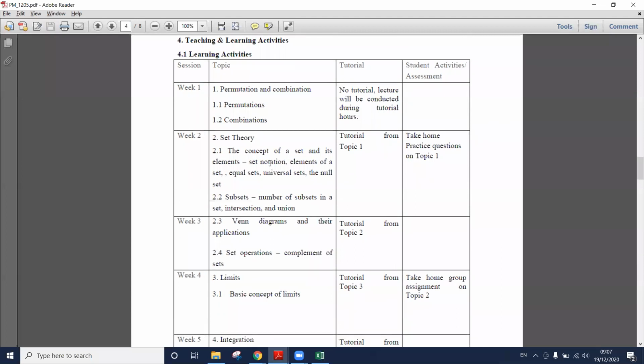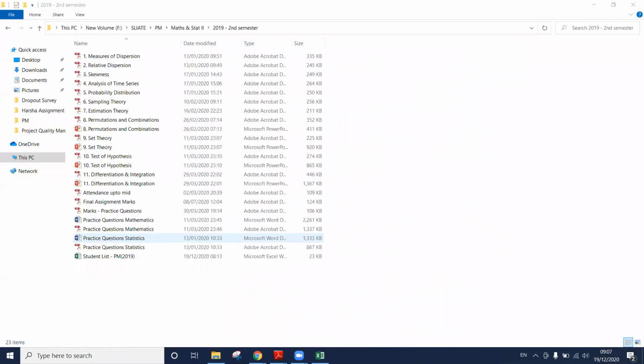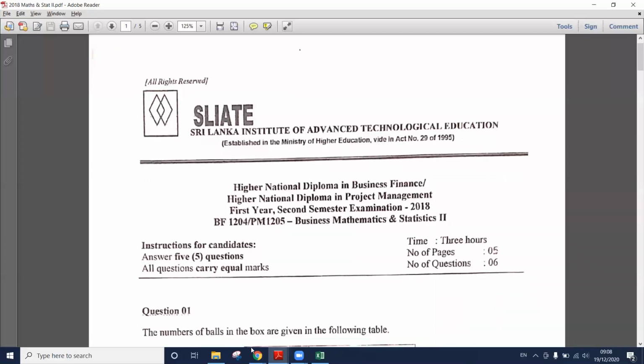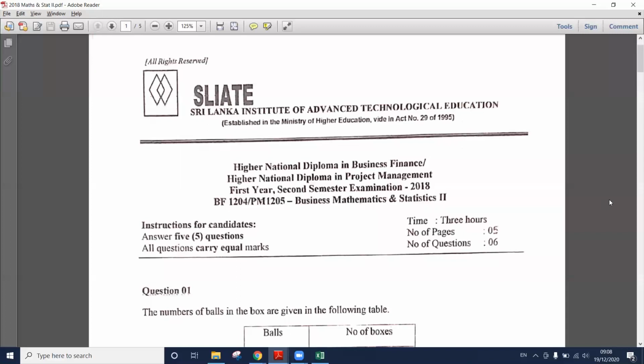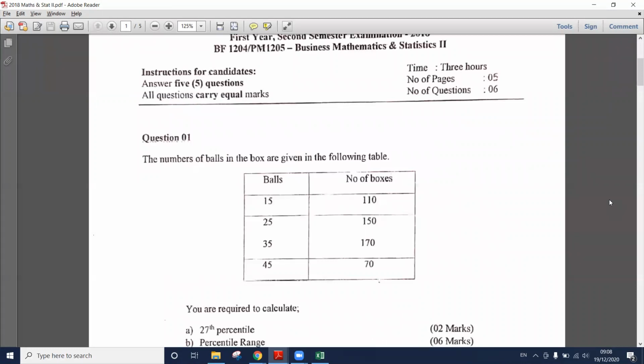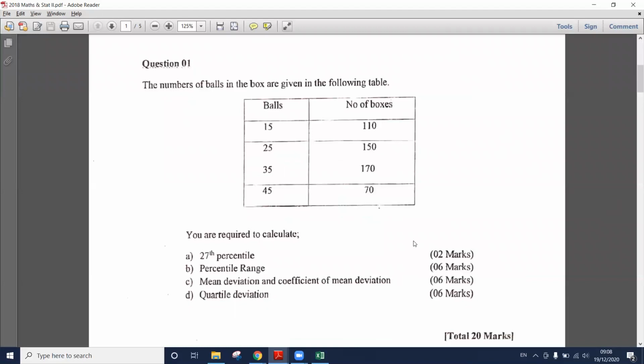Therefore, I will discuss your 2018 past paper. The past papers came up to 2018, so I will discuss that. Question number one: the number of balls in the boxes are given in the following table.